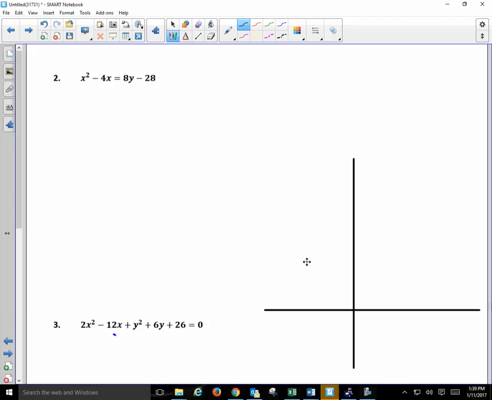So I'm just going to complete the square. x squared minus 4x plus what? 4 equals 8y minus 28 plus 4. I just added a 4 to both sides. Now we have the completed square. This factors to (x minus 2) squared equals 8y minus 24.